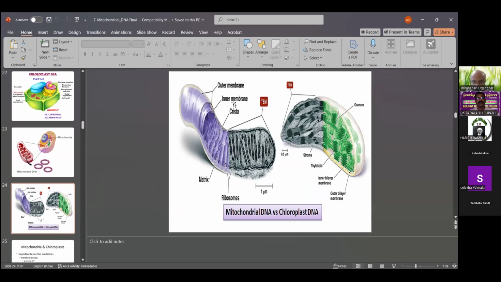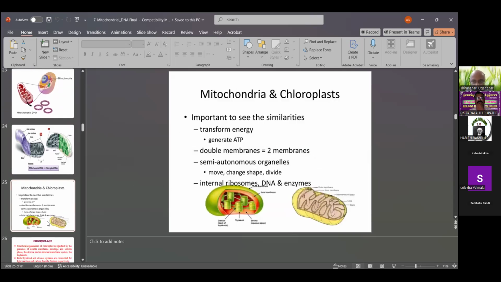This is the outer membrane, inner membrane, cristae. Inside the chloroplast there are also grana thylakoids and stroma thylakoids. CPDNA is also called chloroplast DNA; mitochondrial DNA versus chloroplast DNA. Important similarities: both transfer energy, chloroplasts generate energy, and mitochondria release energy.